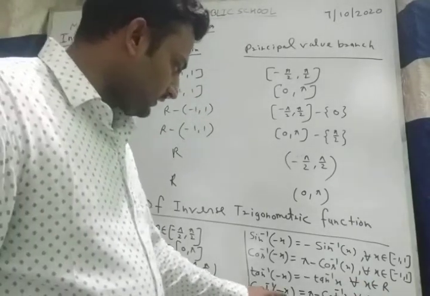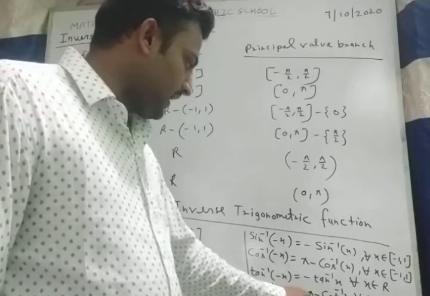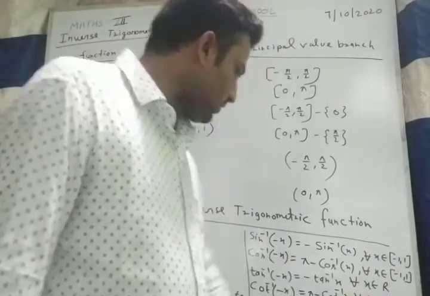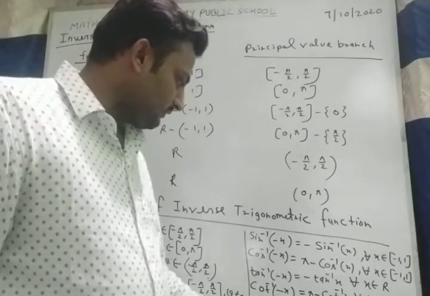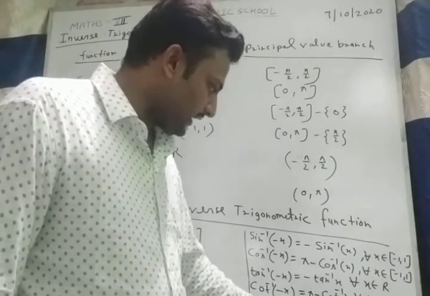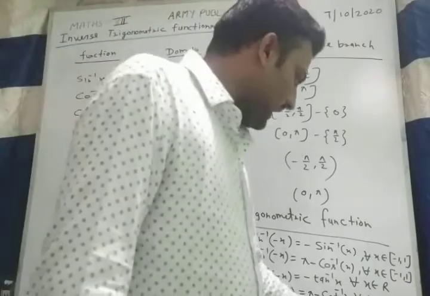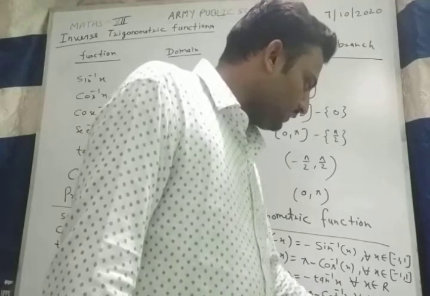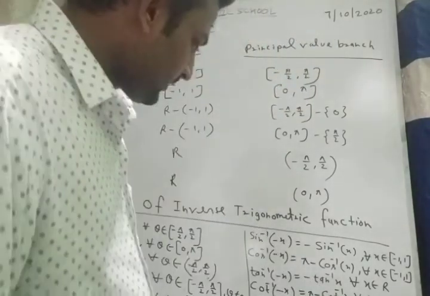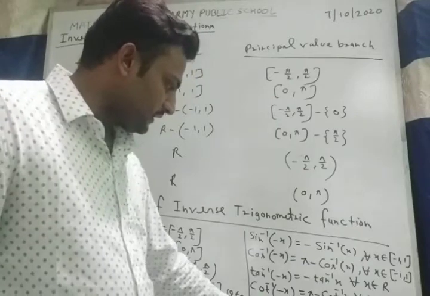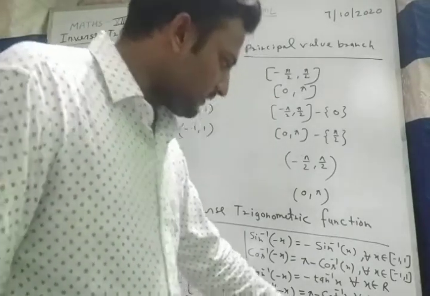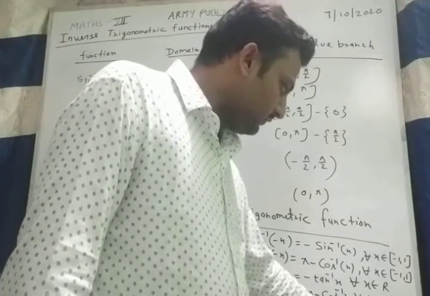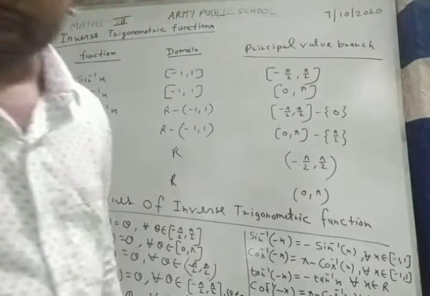Similarly, cot inverse of minus x is equal to pi minus cot inverse x for all x belonging to R. Cosec inverse of minus x is equal to minus cosec inverse x for all x belonging to minus infinity to minus 1 union 1 to infinity. And sec inverse of minus x is equal to pi minus sec inverse x for all x belonging to minus infinity to minus 1 union 1 to infinity.